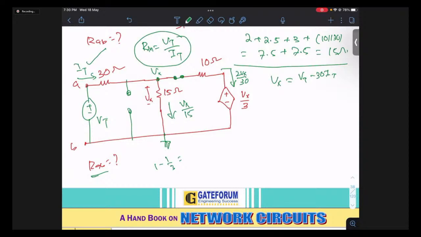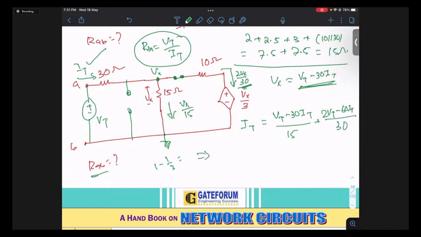So we can write the KCL equation at this junction. If I write it, I get the incoming current It equals the outgoing currents: Vx by 15, so in place of Vx, let me substitute (Vt minus 30It) divided by 15, plus 2Vx by 30. This is the only incoming current, and these are outgoing, so incoming current equals the sum of outgoing currents. So 2Vx by 30 becomes (2Vt minus 60It) divided by 30, because you need 2Vx divided by 30.